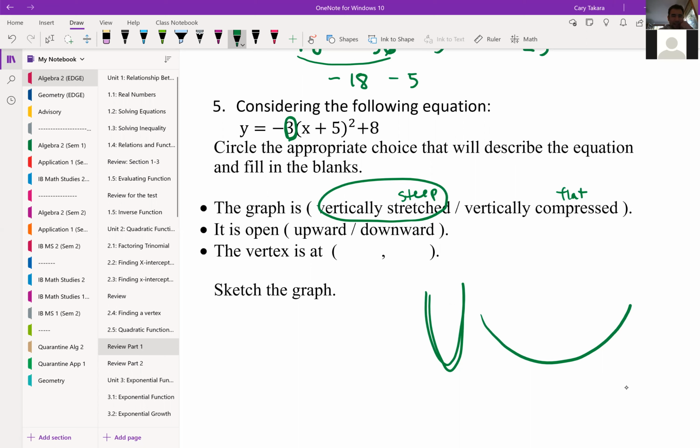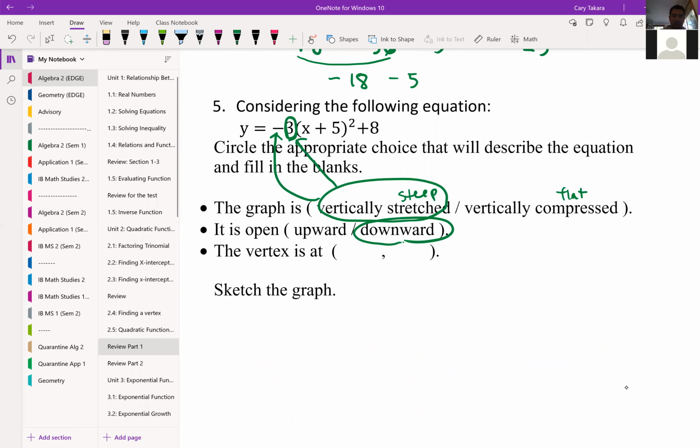And is it open upward? Is it going to be U shape or is it going to be upside down U shape? It is downward. How do you know that? It's because of the negative sign. If the first number is negative, it's upside down.